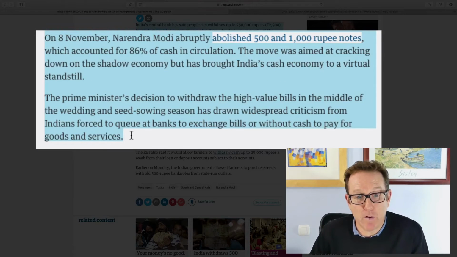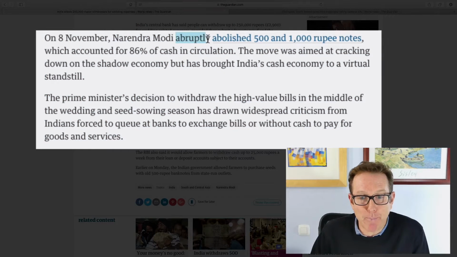On the 8th of November, Narendra Modi abruptly abolished 500 and 1,000 rupee notes, which accounted for 86% of cash in circulation. The move was aimed at cracking down on the shadow economy, but has brought India's cash economy to a virtual standstill. So there's a few things we need to look at here.